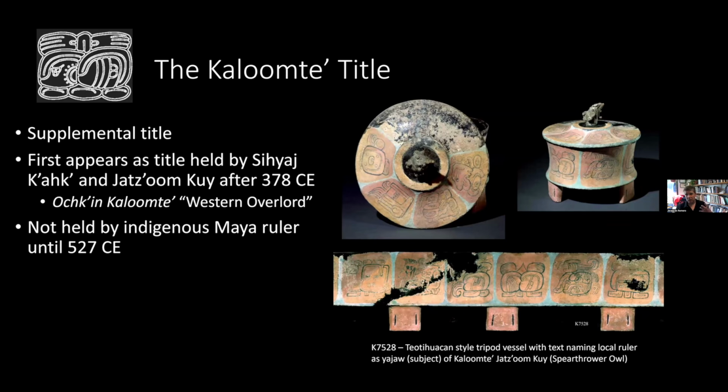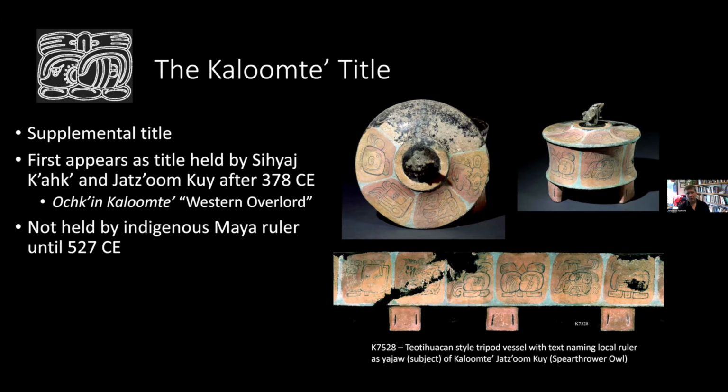And again, the first introduction of this goes back to Teotihuacan. So as Teotihuacan is expanding this empire, again, a lot of times we don't talk about Teotihuacan as an empire. That's becoming more common now, but it wasn't that long ago that Mike Smith wrote an article making an argument for a Teotihuacan empire. But anyways, we have Teotihuacanos first using this, so the Ochk'in Kalomte', or Western Kalomte', and tying it to geography.